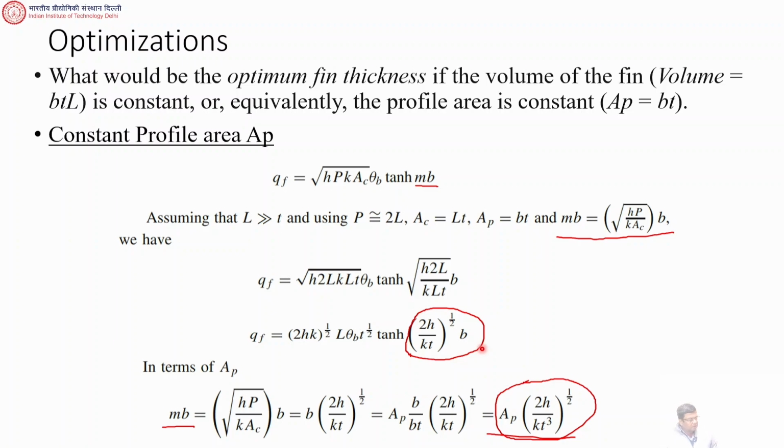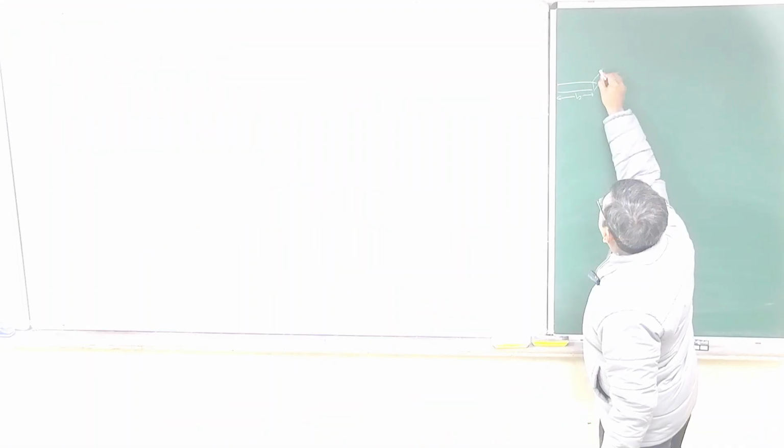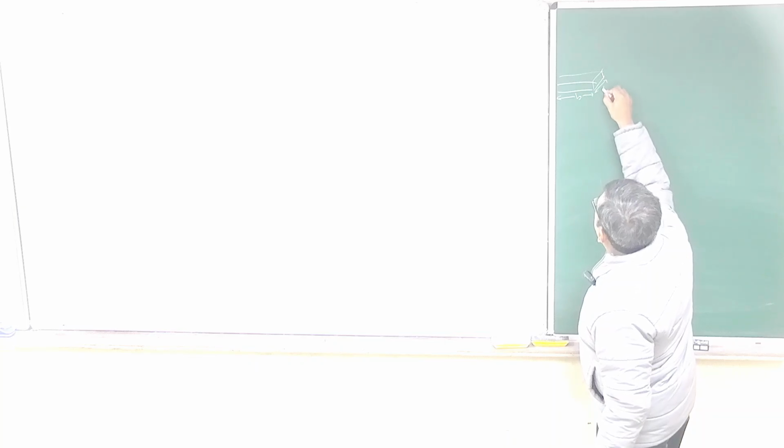This is only where my pointer is. That's the expression when the fin is thin, that's all. But the last expression that you see on the slide, that is written in terms of AP, which is the profile area. Profile area is B multiplied by T. So this is B, and this is L, this is of course T.